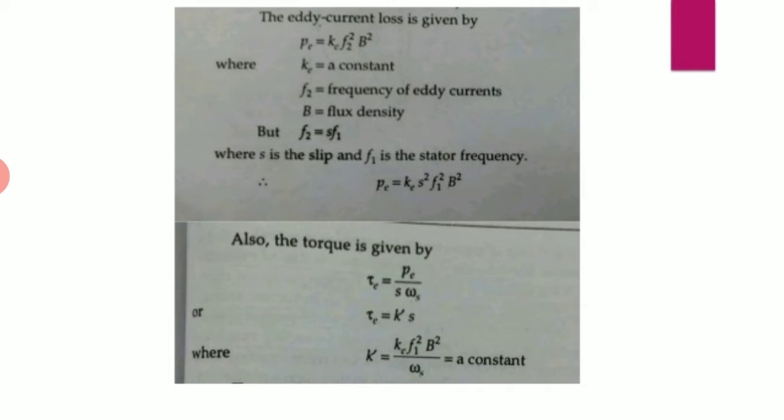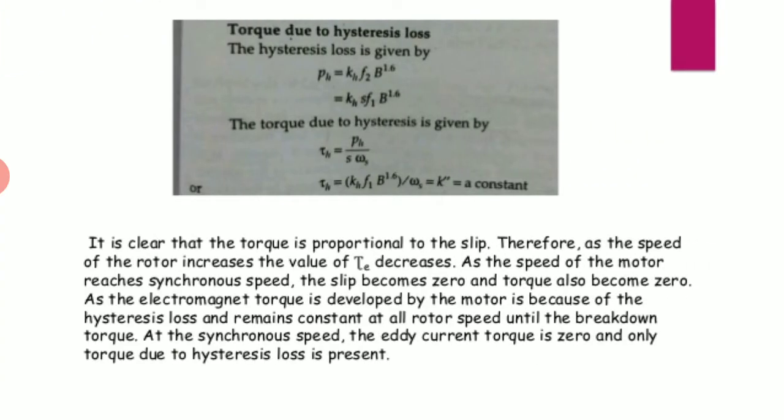The torque produced by the eddy current is given by torque equal to Pe, that is the eddy current loss, divided by s into omega s. We can also write this as T equal to K dash s, where K dash is K into f1 squared B squared divided by omega. This is the torque produced by the eddy current.